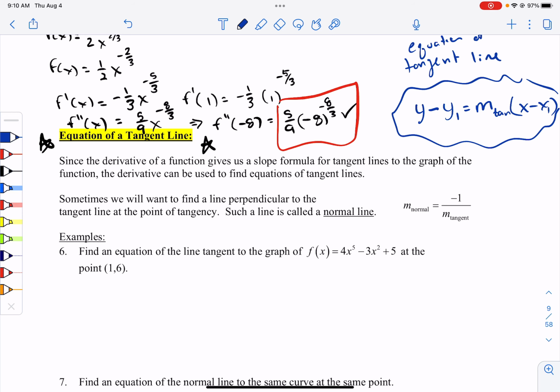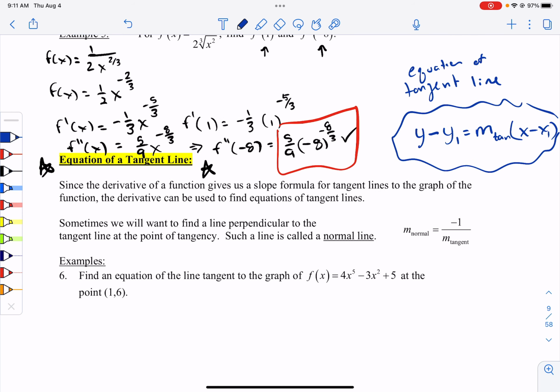Okay, so for the equation of a tangent line, I need the slope of the tangent line, and then I need just any point that's on the line. It doesn't matter what point it is. I just need a point. Well, it gave me a point. It doesn't always do that. Sometimes it gives you the x value, and you have to find the y value, but this one gives me a point. So all I need to do is find the slope of the tangent line at that point.